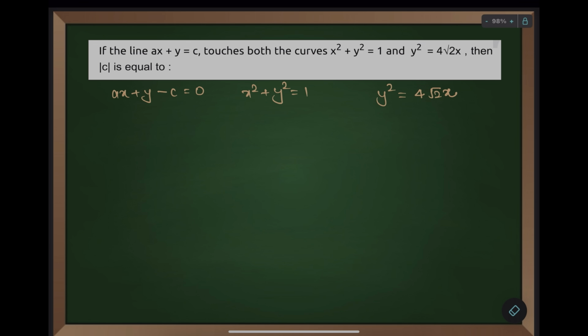If you observe, you have two variables, a and c, so you need two equations. One equation you will get from here and the other equation you will get from here. So by solving two equations in two variables, you will get the result.